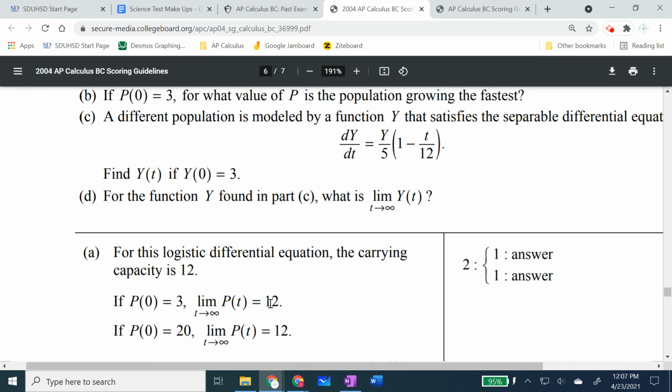All you're doing is stating the answer. You don't need to explain yourself. You can explain a little bit more if you want, but all they're looking for is you knowing that it's carrying capacity and that you were able to identify it.